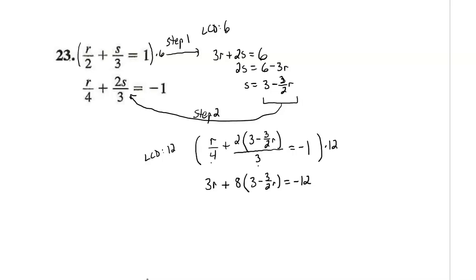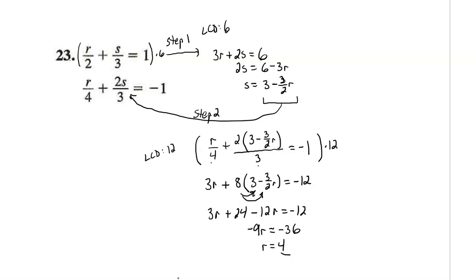Now what do we do? How about some distributive property? Here and here. This makes 3r plus 24 minus, 8 times 3 is 24, 24 divided by 2 is 12r. And that equals negative 12. Now some combining like terms. Negative 9r. And I'll subtract 24 from both sides. Negative 36. So r is equal to 4.